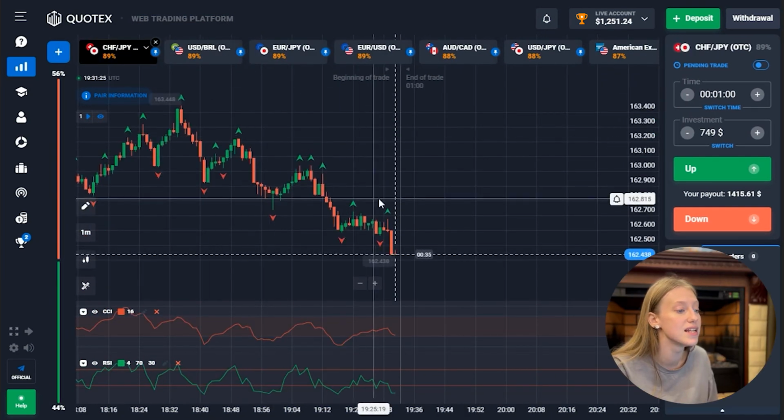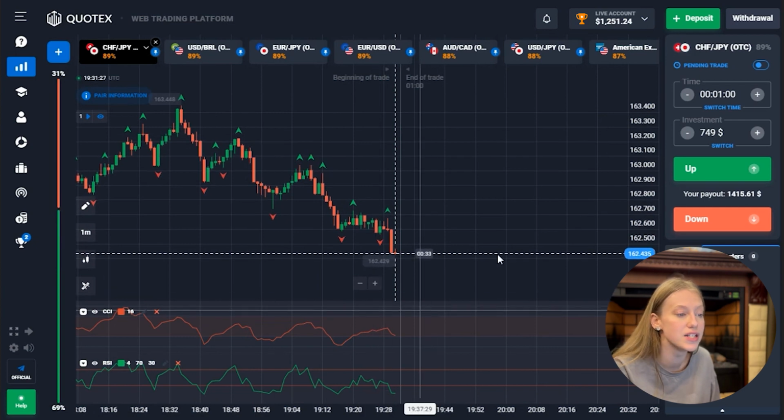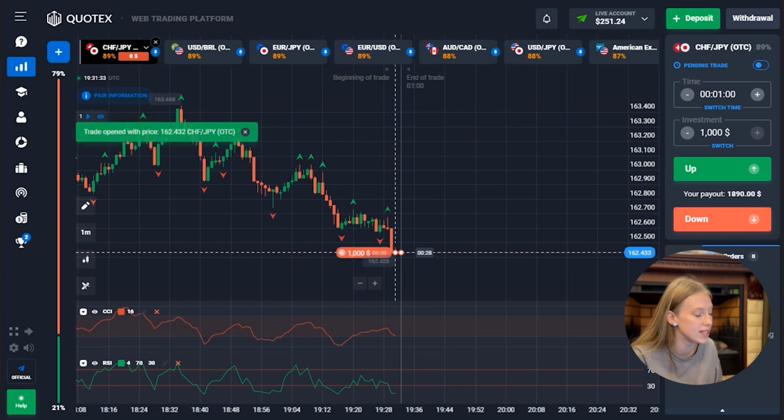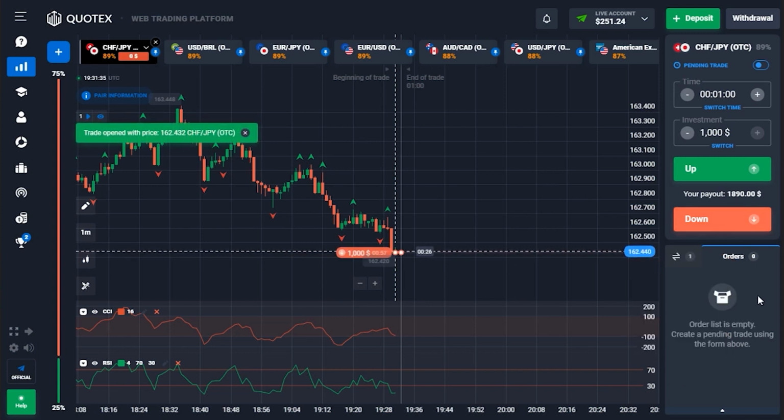Here we see that the RSI and CCI indicators are at their lowest values. These are 130. But as we can see, we have an upper green fractal that is above the candles. And there is also a bearish trend on the chart. I think the price can go down a bit more. Let's open the trade down for 1 minute.